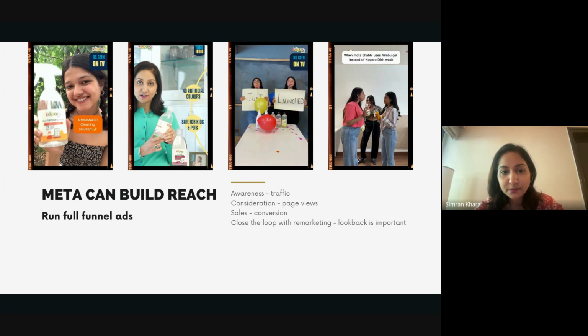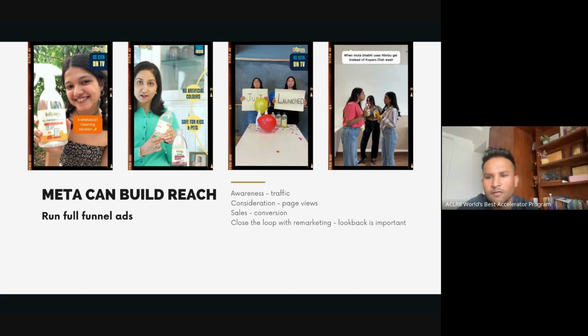Kshitij, you want to add anything here? Something that I'm missing to tell? Maybe you can also share a little bit about how your funnel looks.